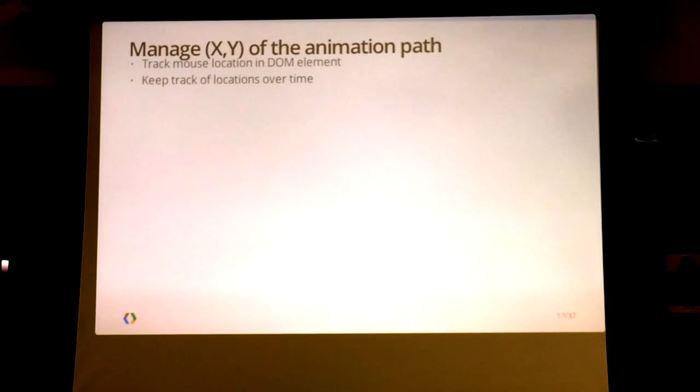So how do you manage the XY locations? You track the mouse as it travels over the canvas element, right? And so you measure where the mouse is over time. So we're gonna let the user click and drag inside of the canvas and draw a path for the sunglasses.